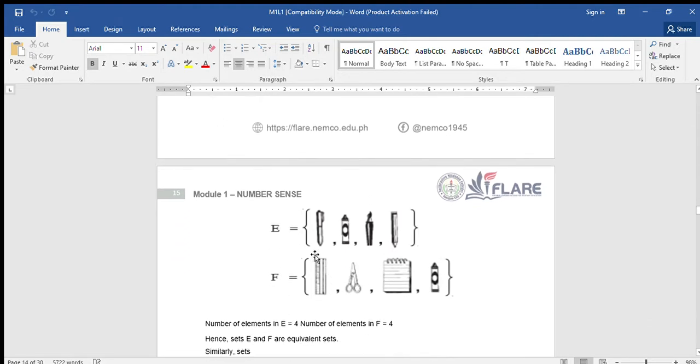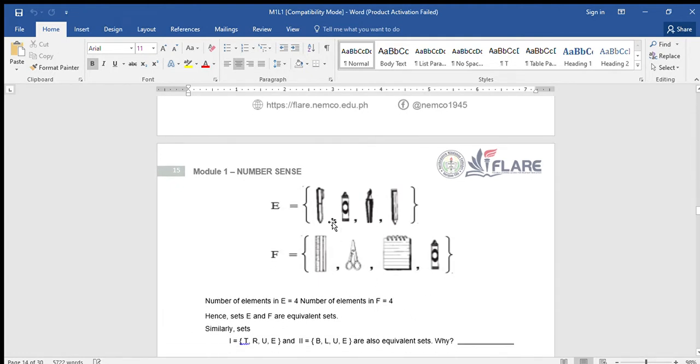So like for example, E and F here. So ang number of elements sa E, bilangon nato kung pila ka elements naa sa E. So 1, 2, 3, 4. 4 ang number of elements sa E. Sa F, 1, 2, 3, and 4. So parehas 4. So makaingon ta that E and F are equivalent sets because they have the same number of elements. So mao na ang equivalent sets.